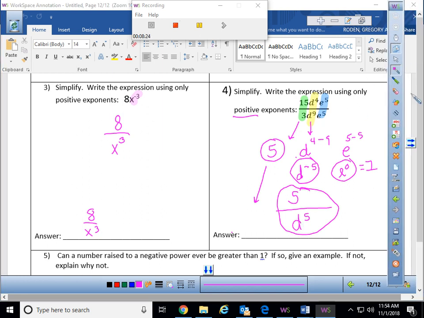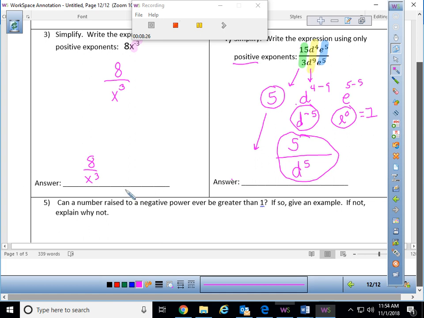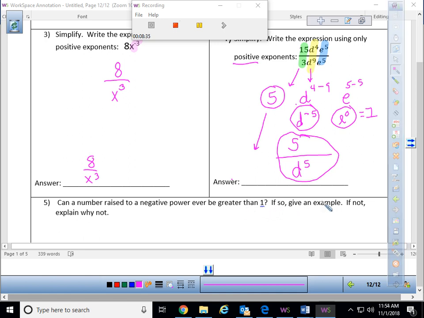Now, let's take a look at the next problem here. It's asking, can a number raised to a negative power ever be greater than 1? If so, give an example. If not, explain. Well, if you had a number like 5, and you're raising it to the, say, -2nd power, that's going to be 1 over 5 to the 2nd, which equals 1 over 25. So it looks like, can a number raised to a negative power ever be greater than 1? Well, in this case, it would be no.